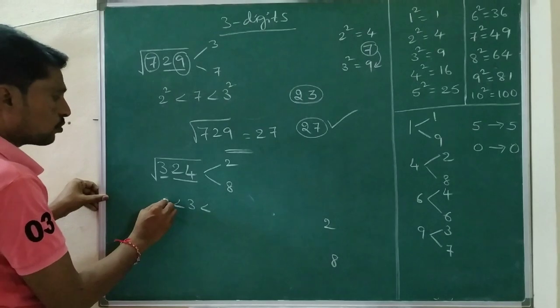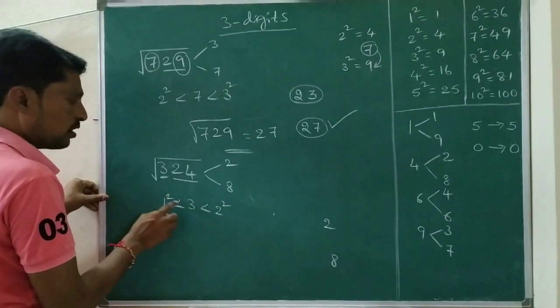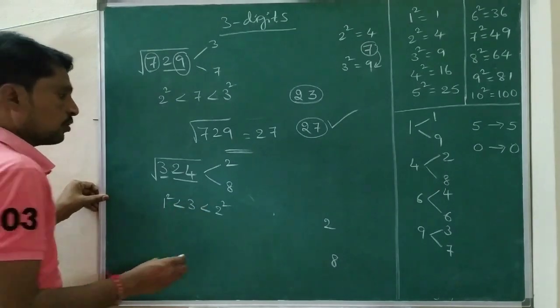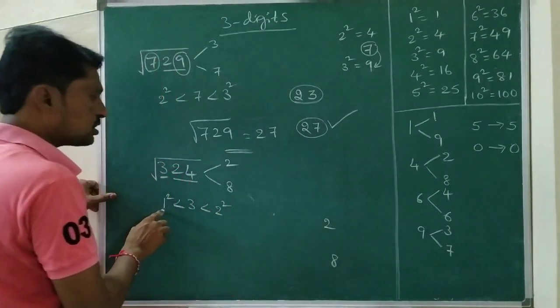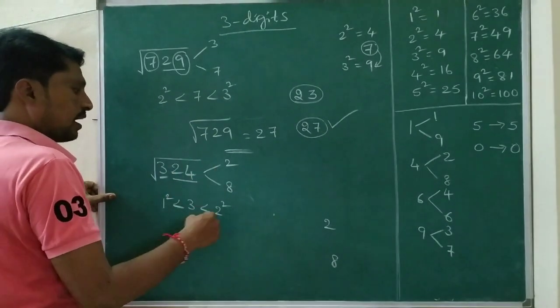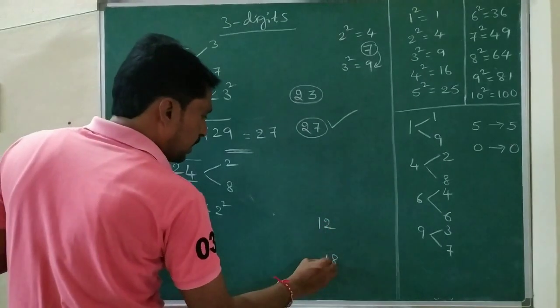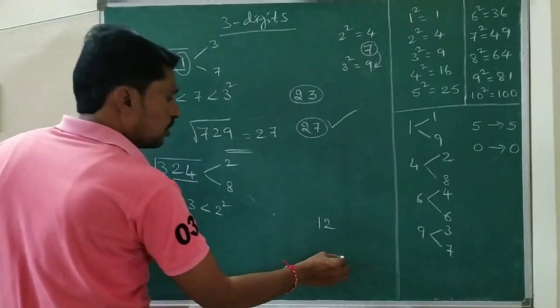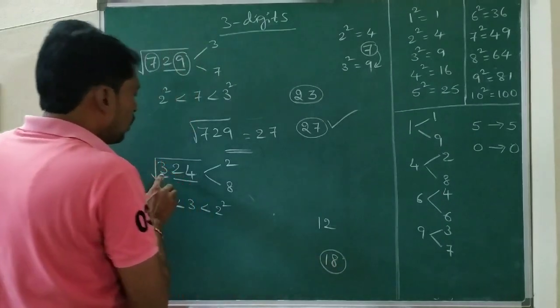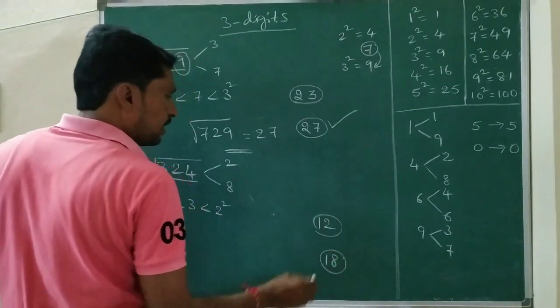So 1 square and 2 square: 1 square means 1, 2 square means 4. Here 4 exceeds 3, so we take the smaller value, that is 1. Now we have two possibilities: under root 324, the possibilities are 12 and 18.